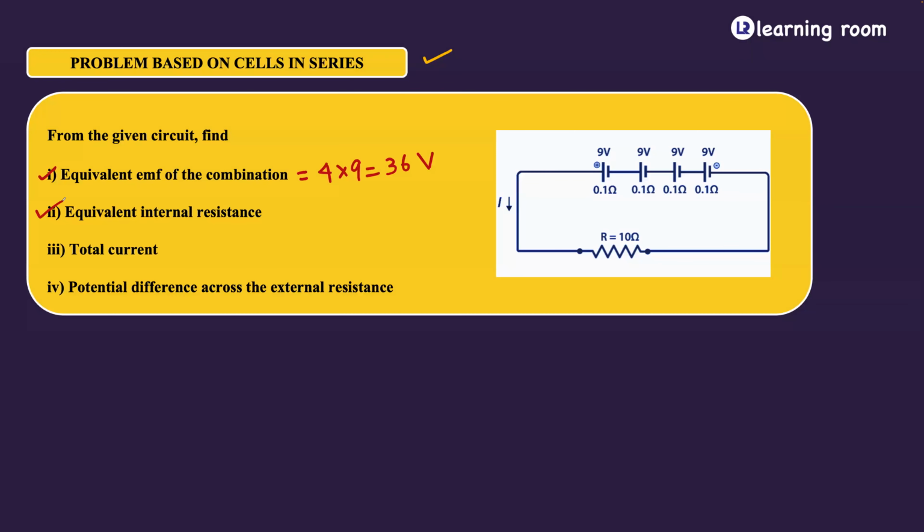What about the equivalent internal resistance? Irrespective of howsoever the batteries are connected or the cells are connected, their internal resistance will always get added. So 4 into 0.1 will be 0.4 ohm. What about the total current that is flowing through the circuit? So to find the total current, what I'll do is I'll redraw the circuit. Observe.